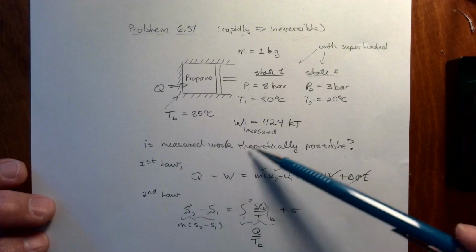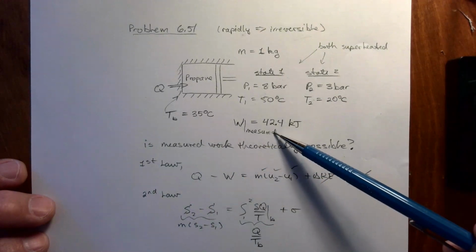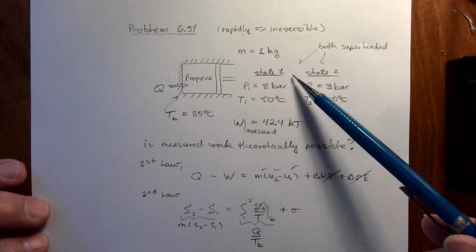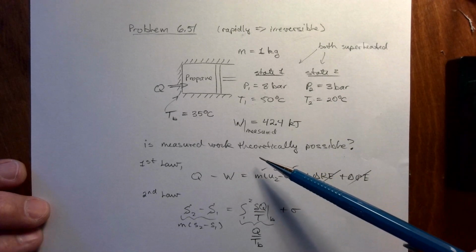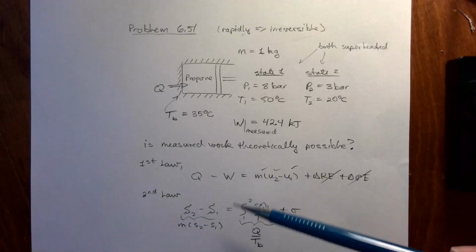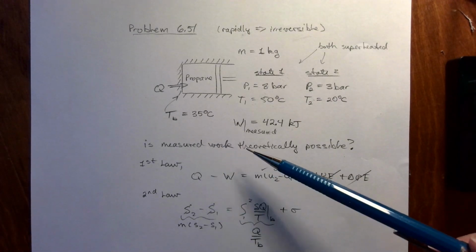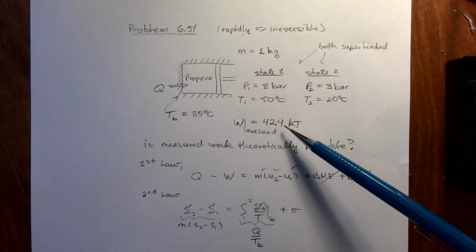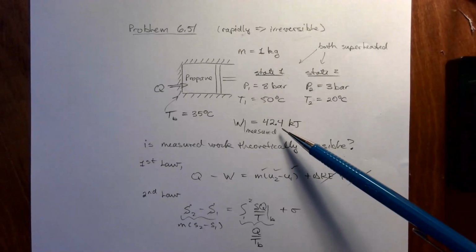And it's saying for this process, the work measured is 42.4 kilojoules of output work as we go through this expansion. So the question they're asking is, is this work theoretically possible? Could that possibly be the correct work measurement?